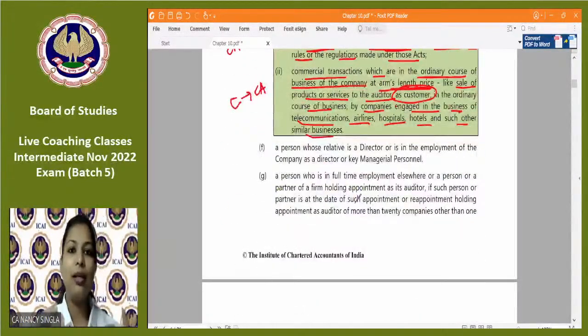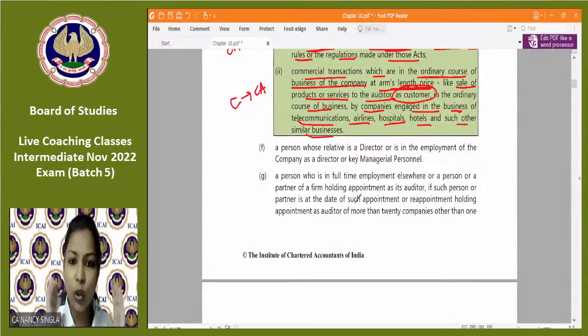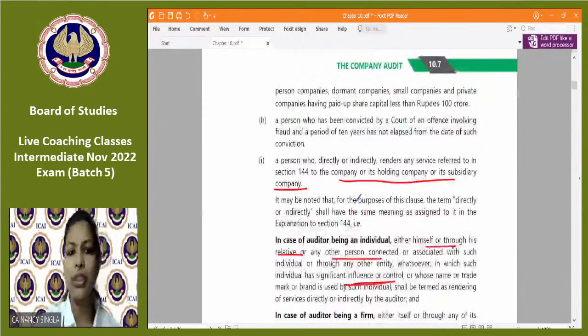नेक्स्ट पॉइंट क्या कहता है, अगर कोई भी रिलेटिव डायरेक्टर है या इन एम्प्लॉयमेंट ऑफ द कंपनी एज डायरेक्टर और केएमपी है. जी पॉइंट में क्या ध्यान में रखना है कि ऑलरेडी ऑक्यूपाइड है कि काम ही नहीं कर सकता, सो फुल टाइम एम्प्लॉयड है, ये ऑलरेडी हैविंग द अपॉइंटमेंट एज सच ऑडिटर इन मोर देन 20 कंपनीज, लेकिन इसमें 1% कंपनी, डॉर्मेंट कंपनी, स्मॉल कंपनी, प्राइवेट कंपनीज हैविंग पेड अप शेयर कैपिटल लेस देन ₹100 crores इज नॉट टू बी इंक्लूडेड. ये बहुत डिटेल में आपके फाइनल्स में आएगा, अभी के लिए ट्राई टू अंडरस्टैंड दिस.